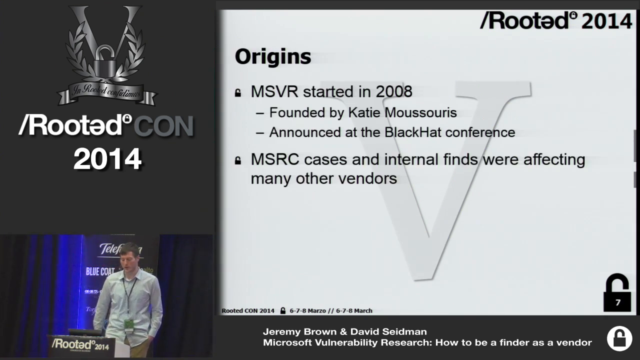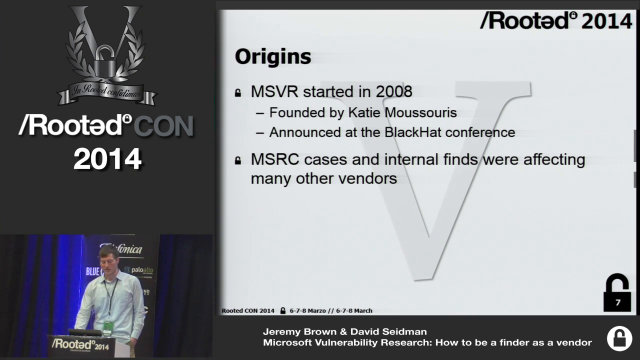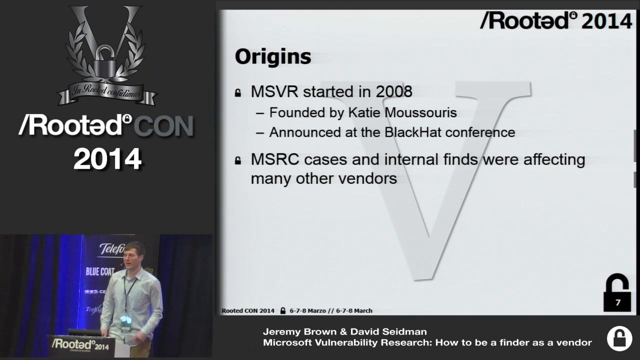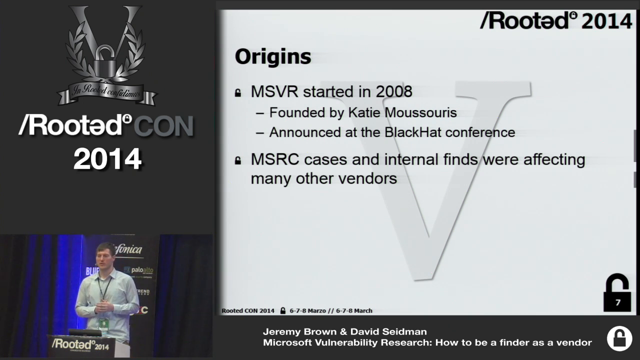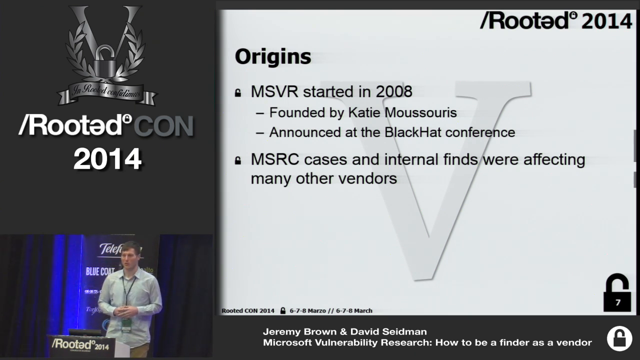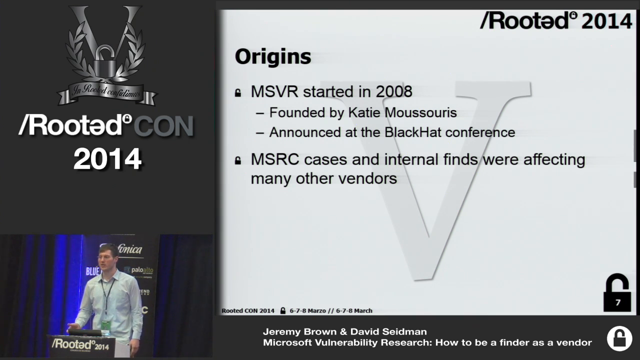So what is Microsoft Vulnerability Research? It started in 2008, founded by Katie Moussouris. She definitely does a lot of Microsoft security outreach, so you should be pretty familiar with the name, at Black Hat and a lot of different conferences. It was announced at the Black Hat conference in Vegas, and it came about because there were a lot of MSRC cases that we were getting that were affecting many other vendors besides Microsoft. Maybe people were doing things in the same way or a similar way, so we needed a way to make sure a lot of other vendors, especially the ones we work with, were finding out about these bugs and getting them fixed as well.